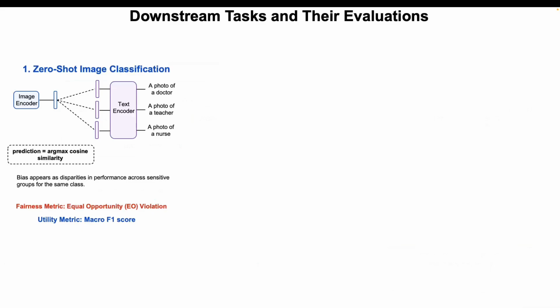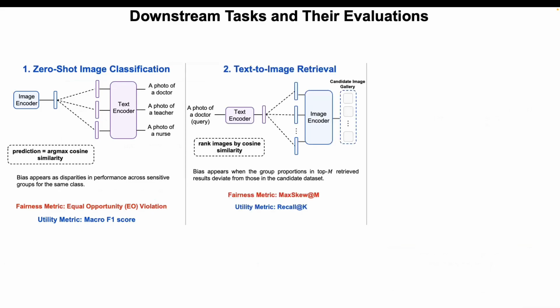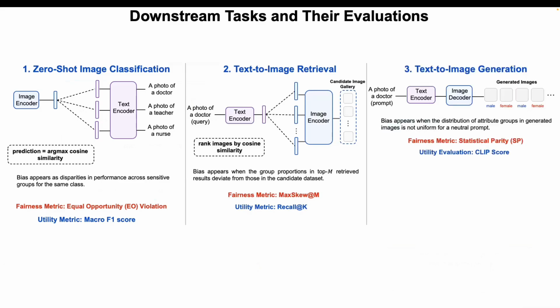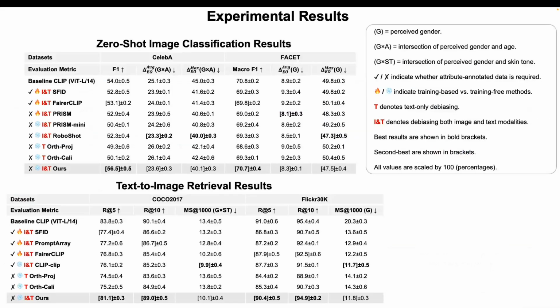We evaluate our method across various downstream tasks, such as zero-shot image classification, text-to-image retrieval, and text-to-image generation, across various fairness and utility metrics. Here are our results on zero-shot image classification and text-to-image retrieval. As we can see in the tables, our method delivers competitive fairness performance with minimal loss of task performance.